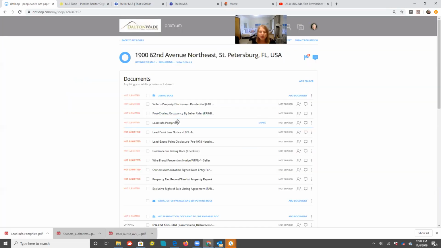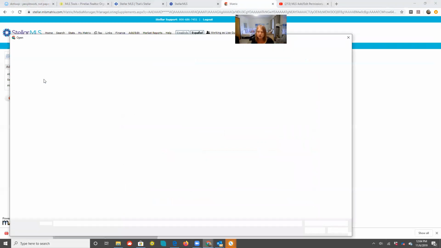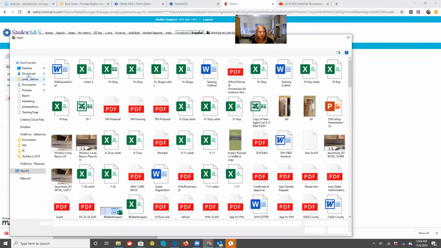You will download the pamphlet, the disclosure. You don't need the law notice. Anything that you want the buyer to sign. Seller's property disclosure after they've filled it out, of course. Post-occupancy, lead paint disclosure, not the notice. Yeah, and that's it. You're going to upload those to your Matrix, choose the file. And this is also kind of similar to how the pictures are going to work.